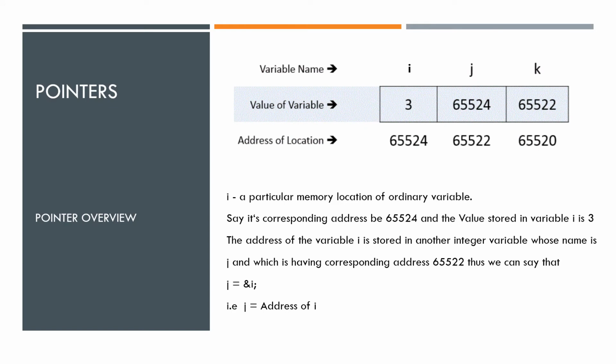Pointer overview. Let's say we have the variables i, j, and k, and the value for i is 3. The address location for i is 65524, and the value of j is 65524, and the address location for j is 65522. So here, j is the address of i, and we can write it using this symbol: j is the address of i.